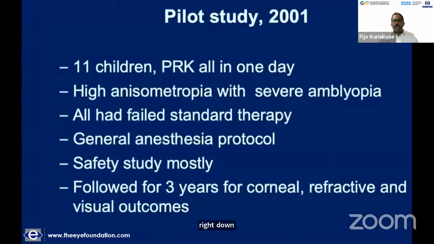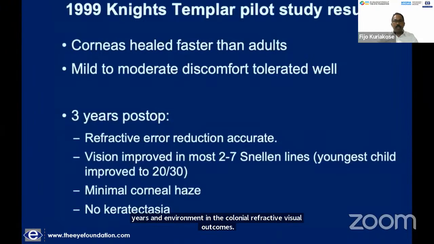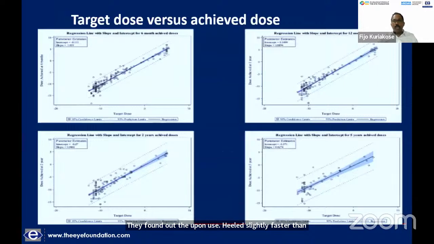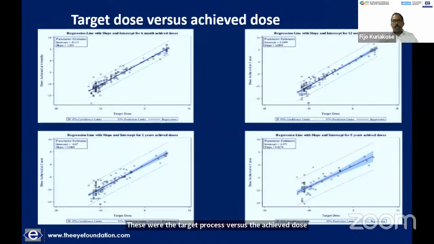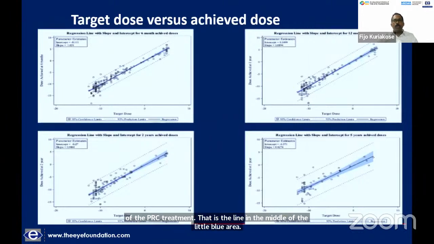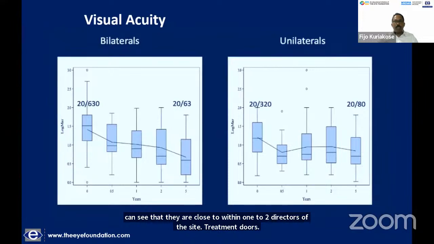So they did a study and followed these children for 3 years and evaluated the corneal refractive and visual outcomes. They found out the corneas healed slightly faster than the adults, and it was very well tolerated with mild discomfort. These were the target doses versus the achieved dose of the PRK treatment. That is the line in the middle of the little blue area. You can see that they are close to within 1 to 2 diopters of desired treatment dose. The visual acuity also improved markedly in these patients, especially the bilateral patients.